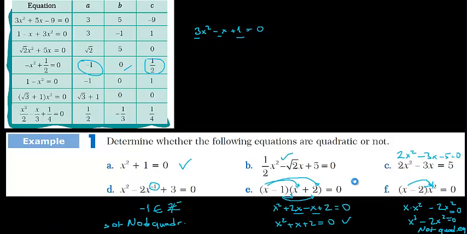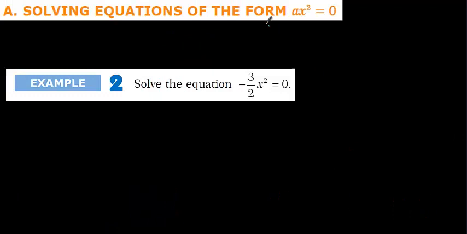Okay, now how do we solve quadratic equations? We are going to try to understand that. The first form is ax squared equal to 0. It's the easiest one. If ax squared is equal to 0, it means that x1 and x2 are equal to 0. I'm going to explain later why x1 and x2 are equal to 0.